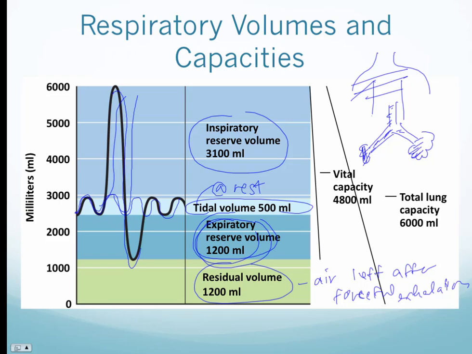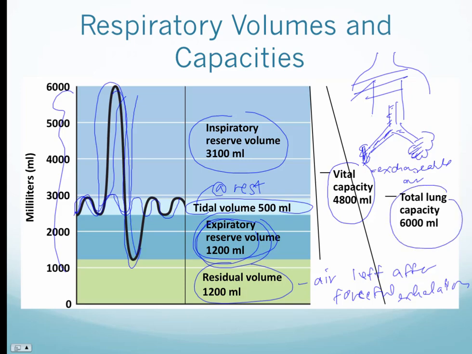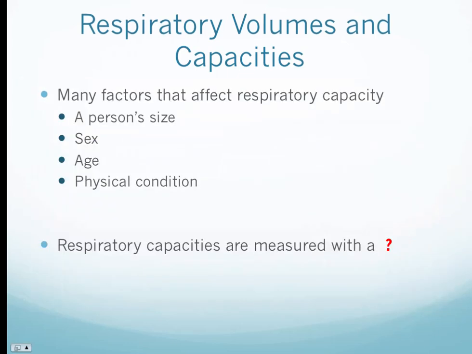And so we can look at these different volumes and give them different terms. The total amount of exchangeable air is going to be your vital capacity. Now that includes all the air you can take in at most and all the air you can exhale. However, the total lung capacity is all that air that not only includes your vital capacity but also your residual volume. So make sure you know the difference between those two volumes.